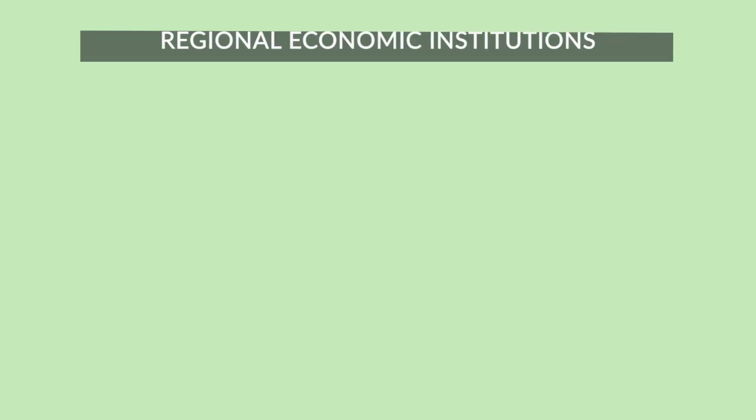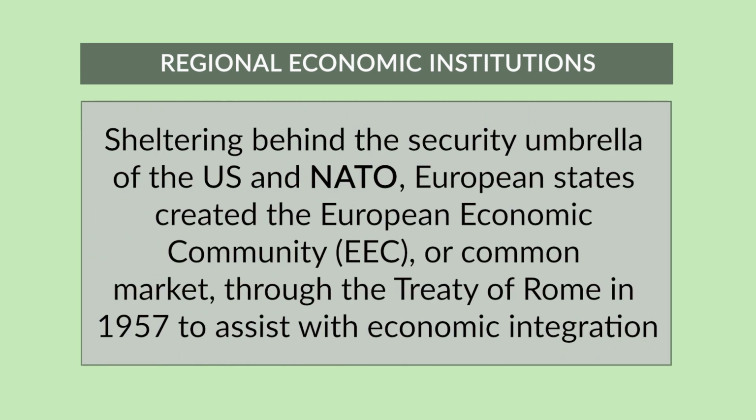The most important of these economic organizations and institutions matured in Western Europe. Sheltering behind the security umbrella of the US and the North Atlantic Treaty Organization, that is NATO, European states created the European Economic Community, or the Common Market, through the Treaty of Rome in 1957 to bring about greater economic integration.